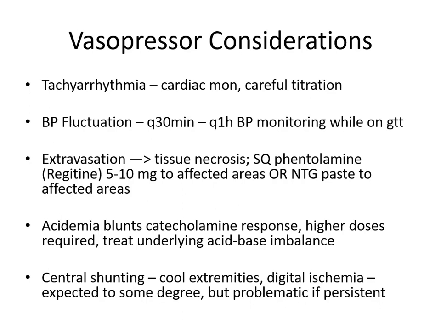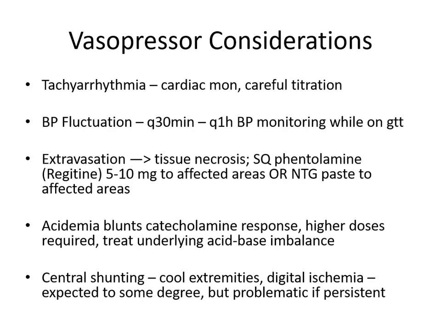Extravasation of a vasopressor can result in tissue necrosis. This is why sometimes it's important to use a central line instead of a peripheral line for vasopressor use. If this occurs, the treatment is subcutaneous phentolamine or Regitine, and 5 to 10 milligrams is injected to the affected areas. Alternatively, nitroglycerin paste can be used.